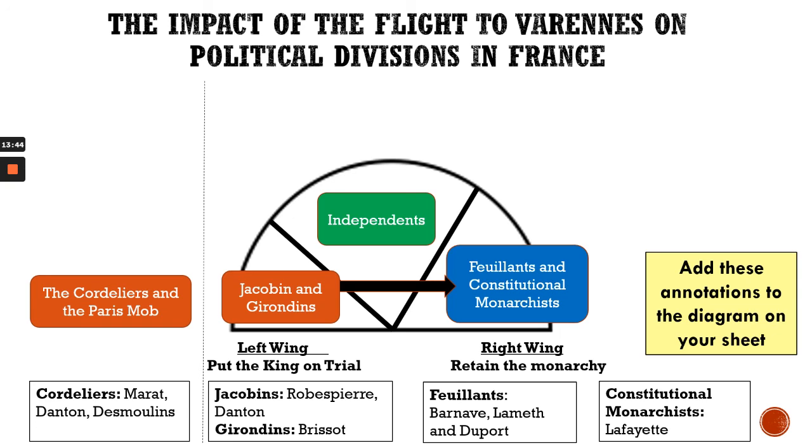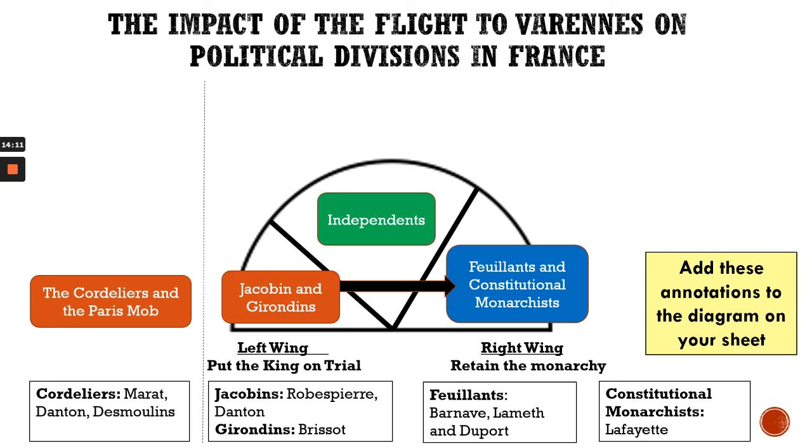So can you just make sure you've coloured in the different groups, if possible, and you've written down who is in these different groups, which is a little bit of a reminder because we have covered this before. So we know that Marat and Danton were the founders of the Cordeliers and that Desmoulins is there as well. We know that Robespierre is increasingly the spokesperson of the Jacobins. It's like an unofficial role.